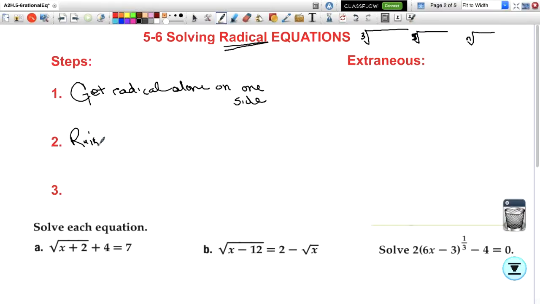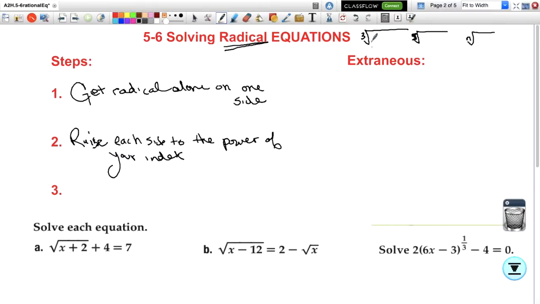I apologize. Raise each side to the power of your index. And you could say that is the actual power of your radical. But we just talked about our new vocab term, right? So this is our index number.